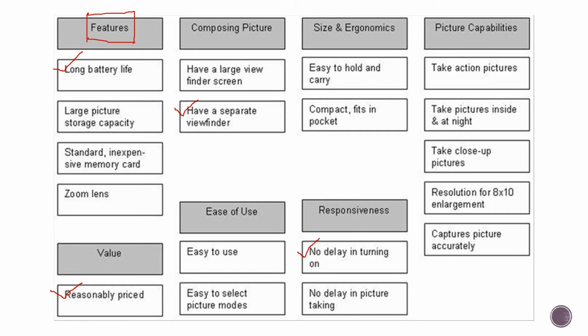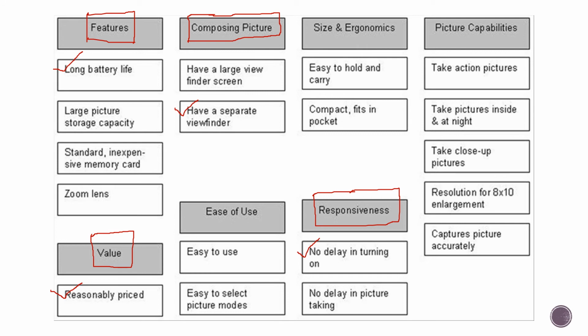So if you see, all of these are part of different heads. These are part of different categories. While long battery life is a feature of the camera, having a separate viewfinder is part of the composing picture category. No delay in turning on is part of responsiveness. Reasonably priced is a category under the value that the camera should provide.